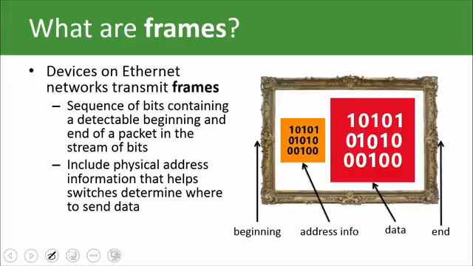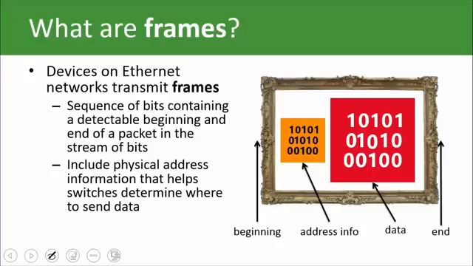Frames contain physical address information that helps switches determine where to send data. So switches don't actually send data using IP addresses. Switches navigate data by using MAC addresses or physical addresses. We'll talk about what a MAC address is in just a second.